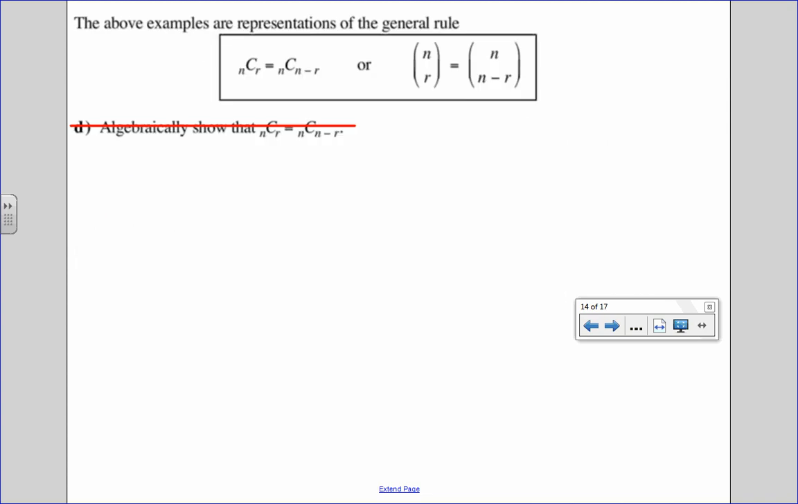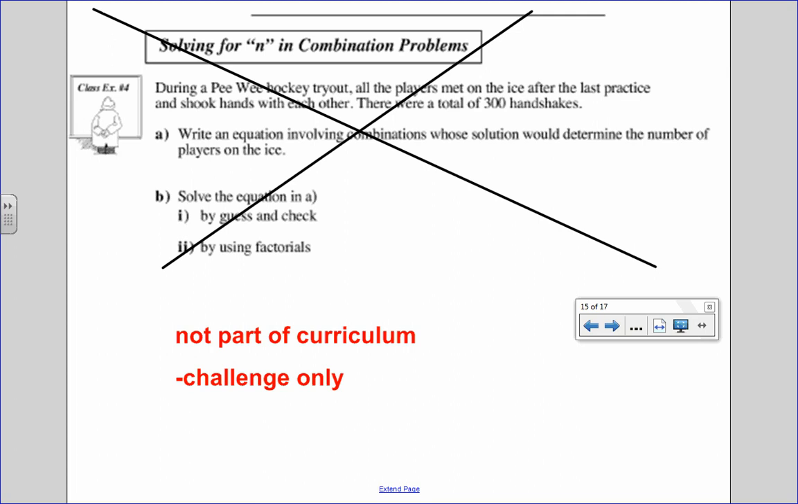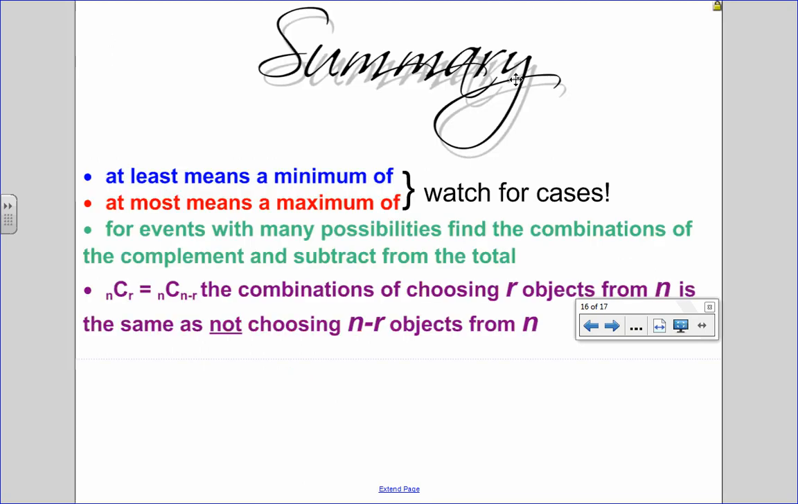Okay, so those examples illustrate this rule here, that having n objects and taking r is the same as having n objects and not taking n minus r. Or again, remember that alternate form of combination notation. This is nCr and this is nC(n minus r). So that is a rule that can come up from time to time. So we're going to omit all of that. That's a challenge question, not part of the curriculum. And we'll go to our summary.